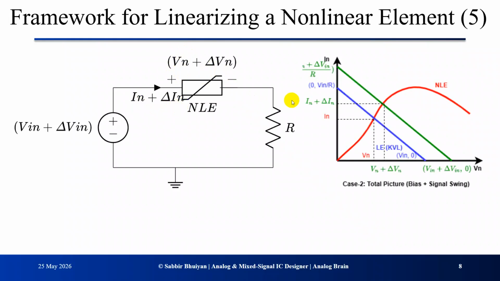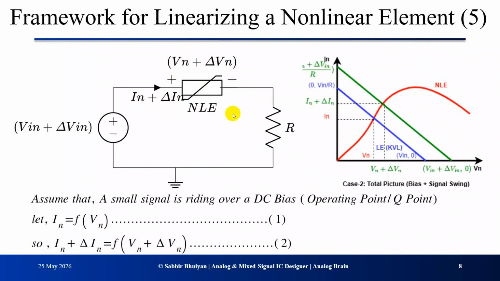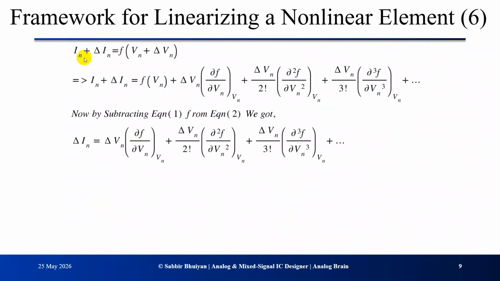Now, this was the curve. So assume that a small signal is riding over a DC bias operating point, or your Q point. So let In be a function of Vn. We already know that. So now In plus del In will be a function of Vn plus del Vn. So this is equation 2. Now In plus del In is equal to f of Vn plus del Vn.